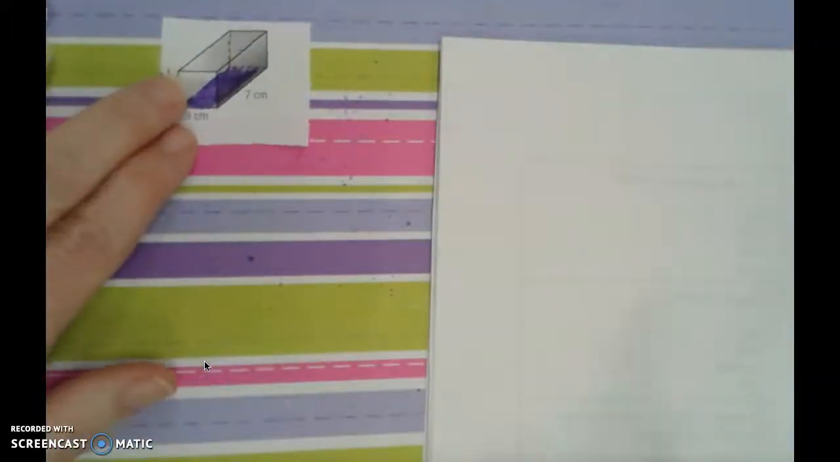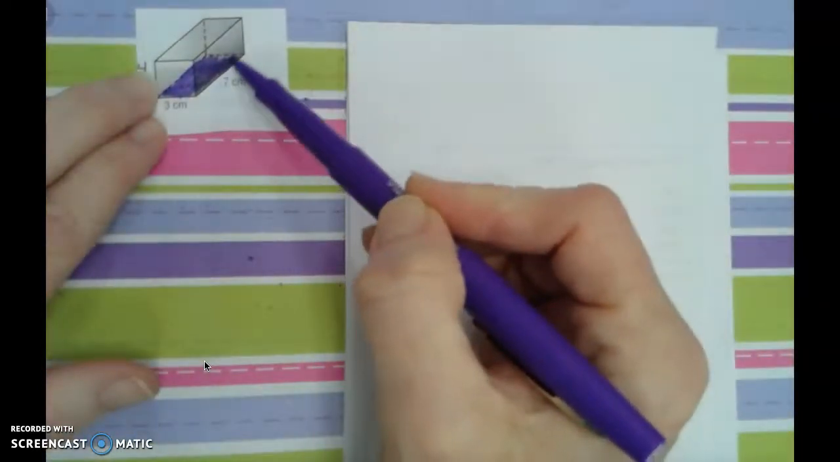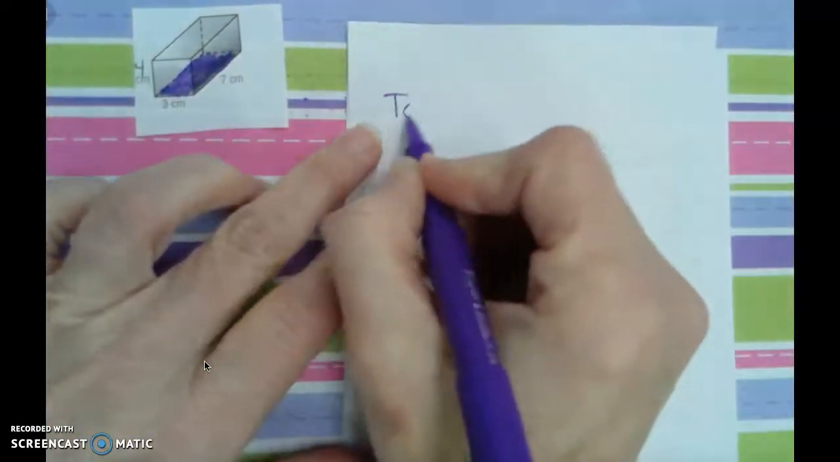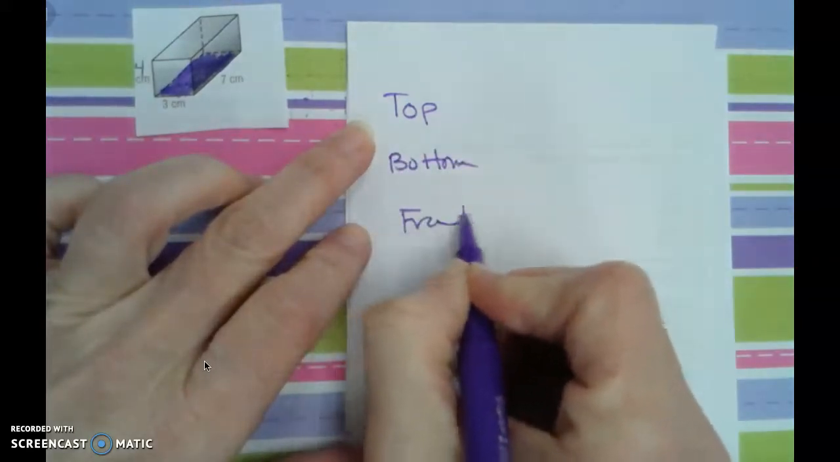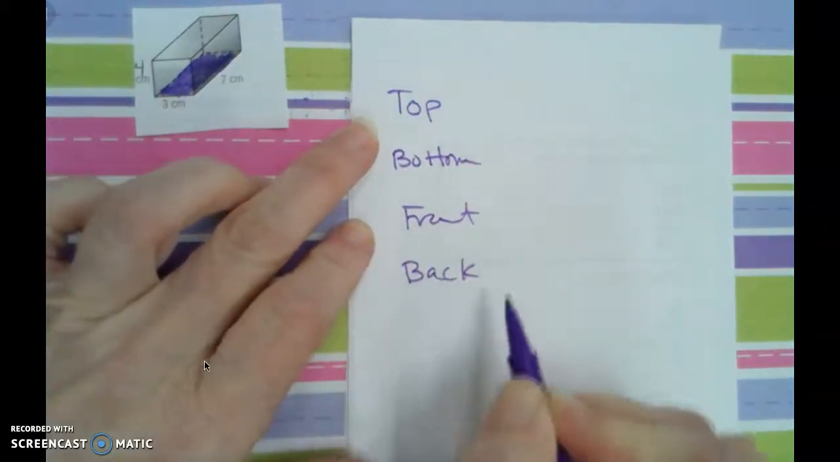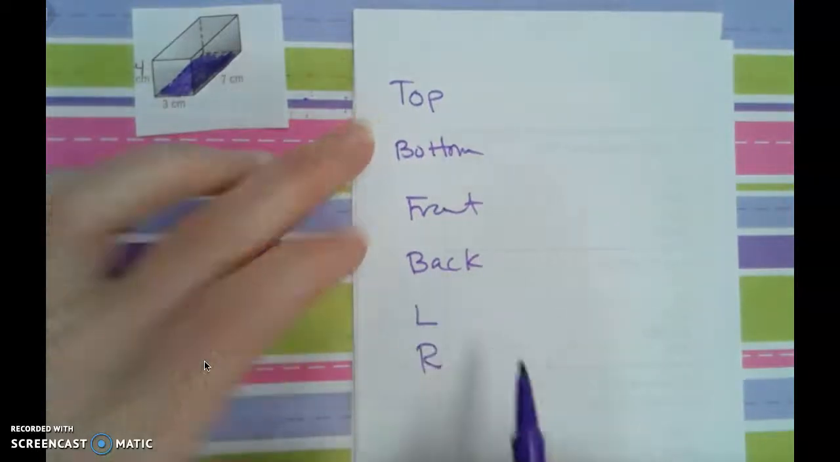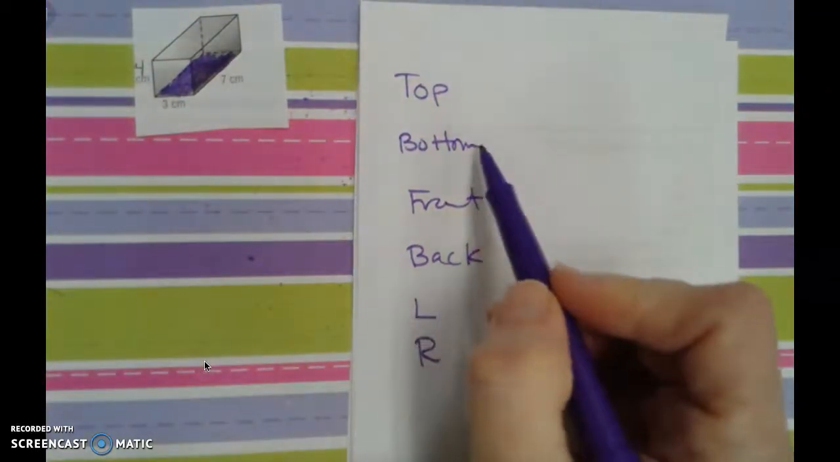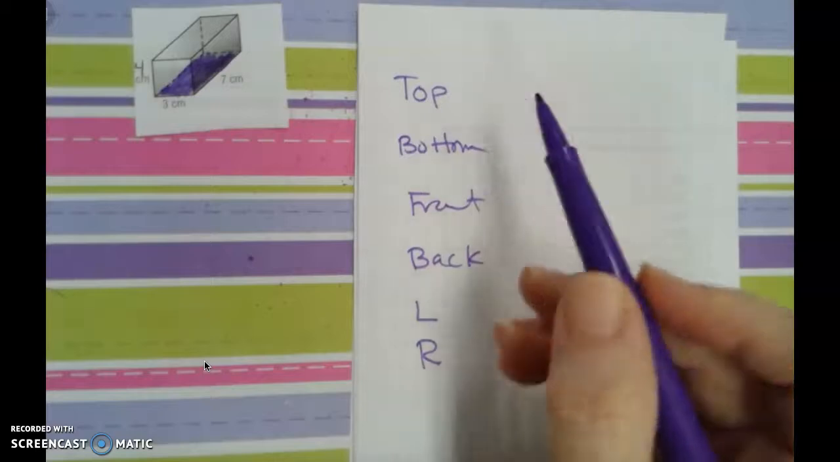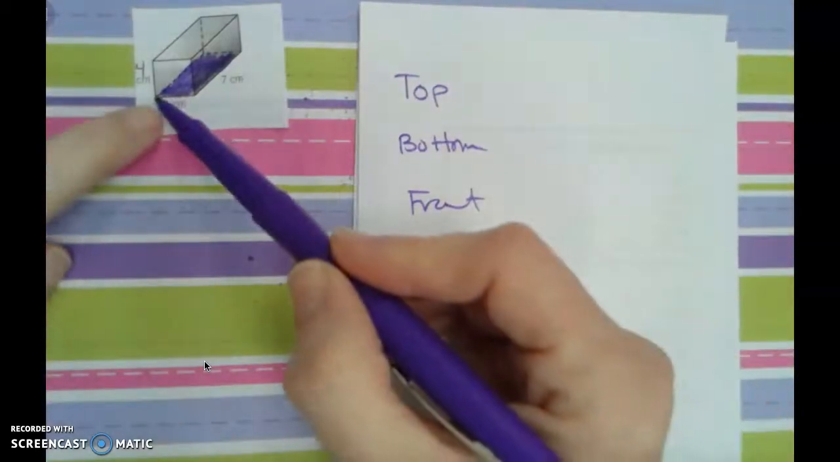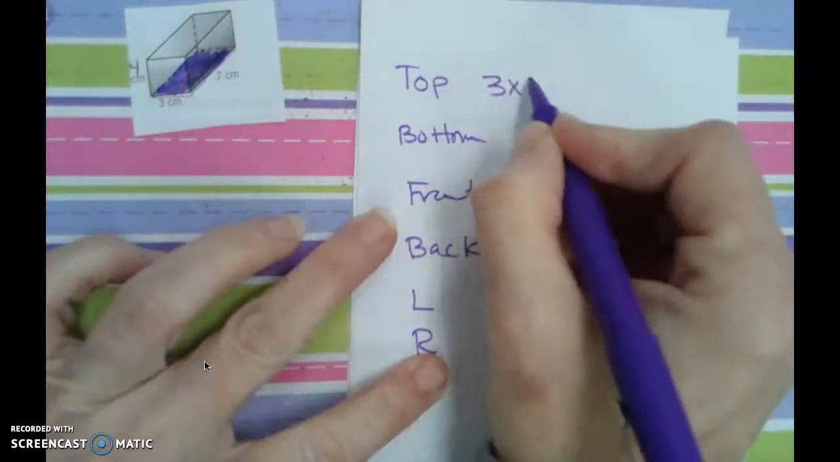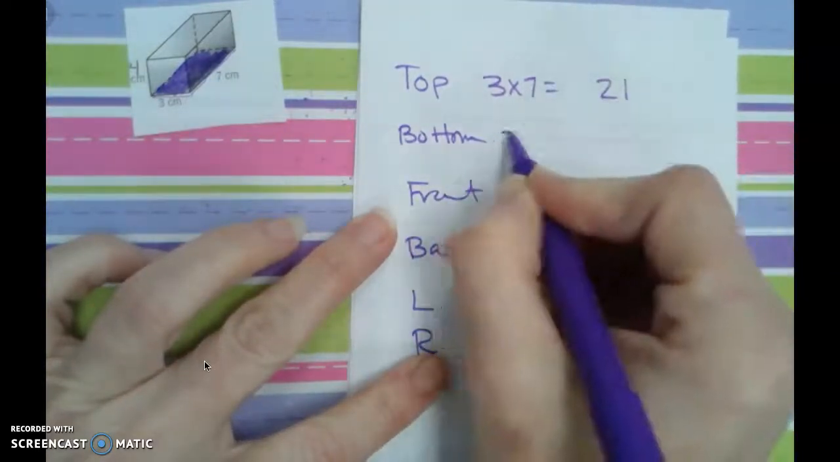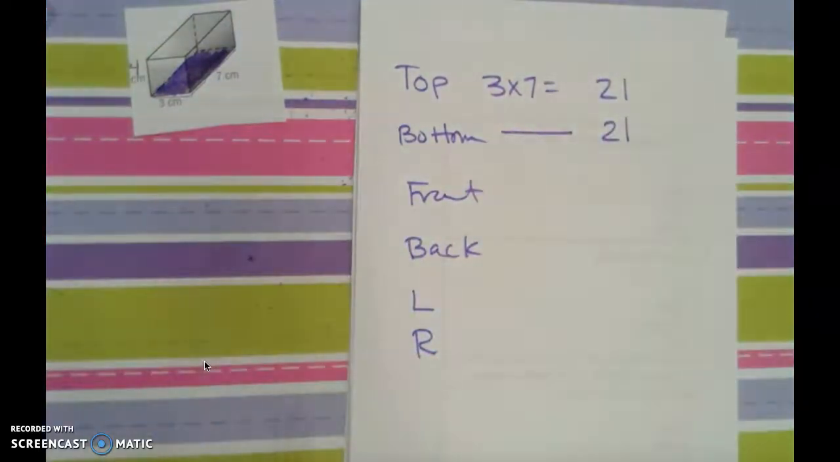The first thing that I do whenever I'm doing surface area, if I'm going to cover this whole box, is write top, bottom, front, back, left, and right. Remember, the top and the bottom are the exact same, so I really only have to do that once. That's going to be 3 times 7. So 3 times 7 is 21. So we know that this piece is also 21.